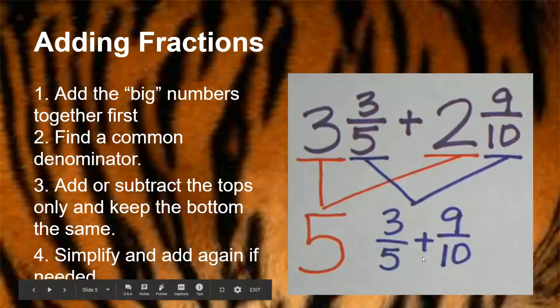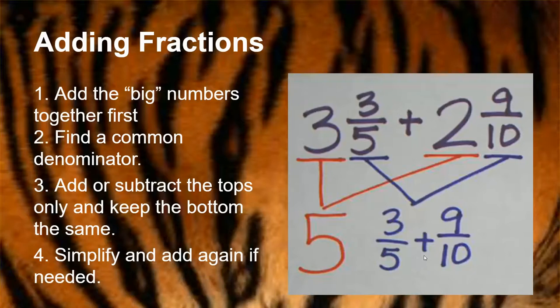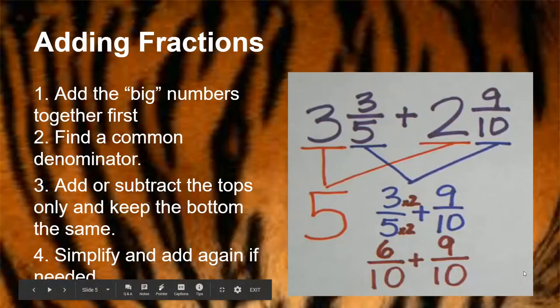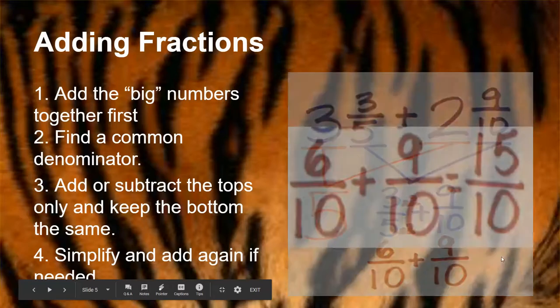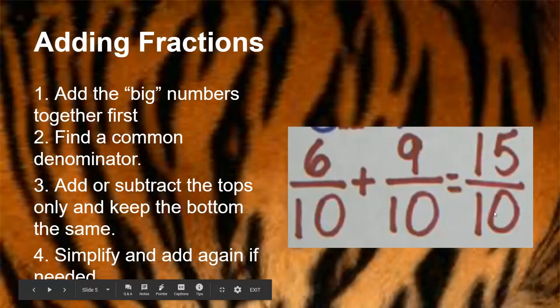Well, I can't add the fractions yet because they don't have a common denominator. So I'm just forgetting about the 5 for a second, and I'm going to focus on these two fractions. So I'm going to find a common denominator of 10. 5 times 2 is 10, so 3 times 2 is 6. I'm going to go ahead and add the tops. I'm going to get 15 over 10.